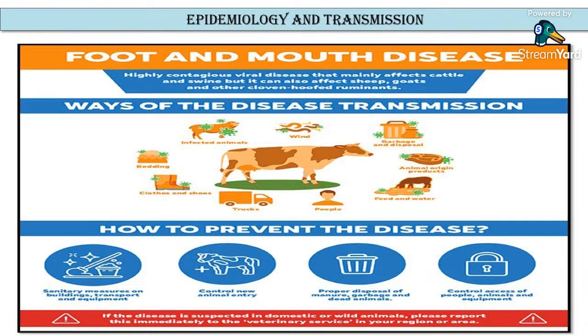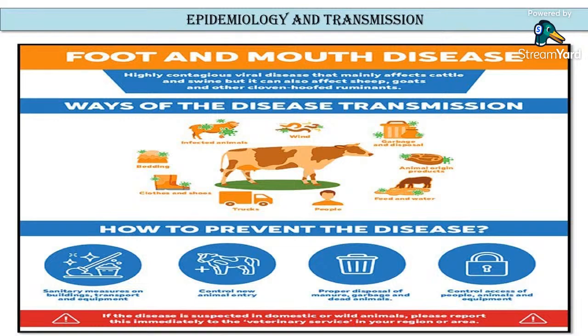Now, the epidemiology and transmission. We will be discussing the transmission and the epidemiology of the disease. The ways of disease transmission are infected animals. From the infected animals, it gets spread to other healthy animals. And second is the wind, through which there is transmission through the air to the various uninfected areas of the animals. And next is the garbage and disposal of the farms.